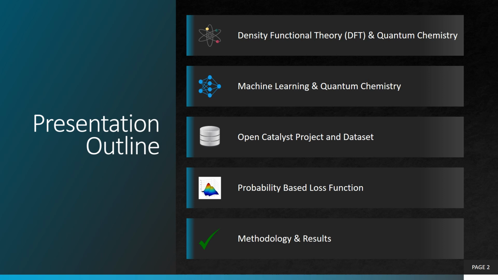Then I will move toward explaining how machine learning, especially graph neural networks, is now being used in quantum chemistry. I will then introduce the Open Catalyst project and dataset, which was made with the idea of facilitating the development of new chemical compounds. Then, I will talk about the main aspect of this project, which is the probability loss functions. I will then explain how we implemented these functions and discuss the results obtained.